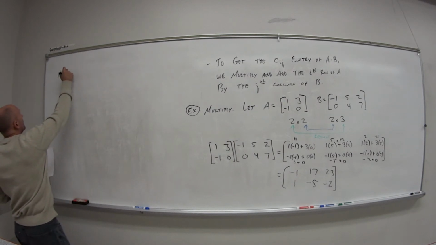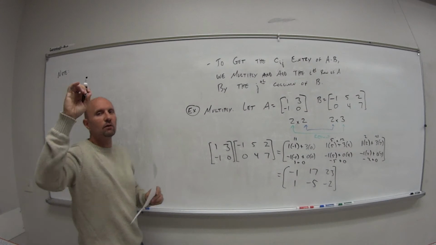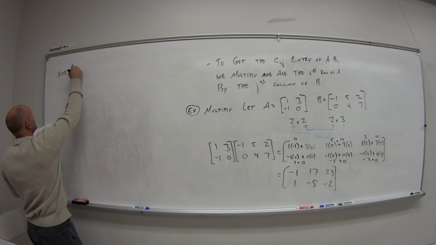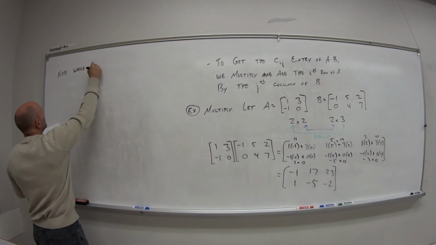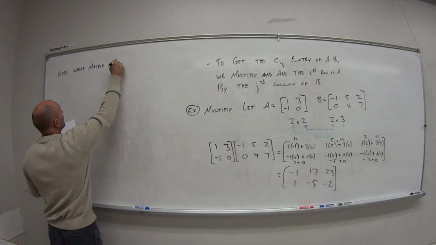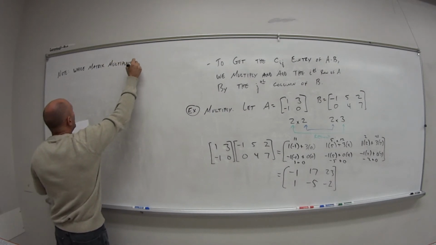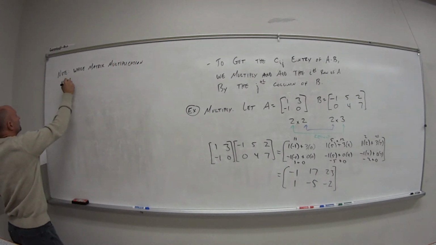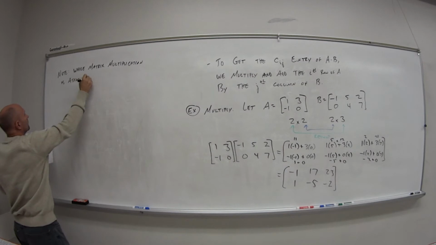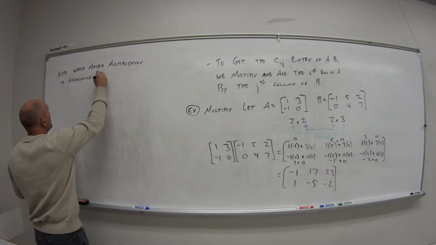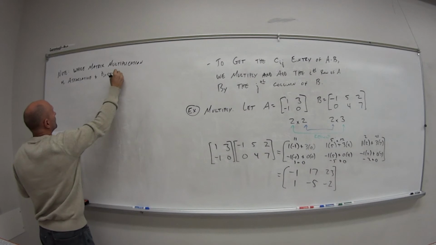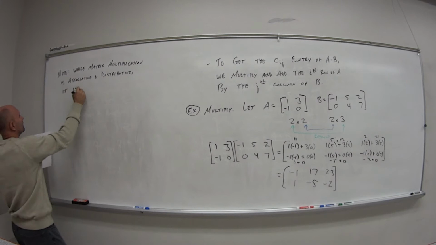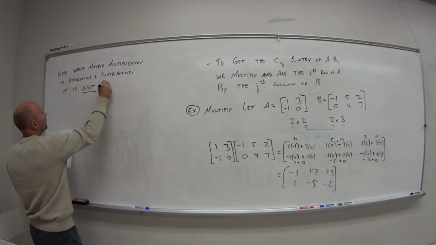Note, and this is unlike regular multiplication. So while matrix multiplication is associative and distributive, it is not commutative.